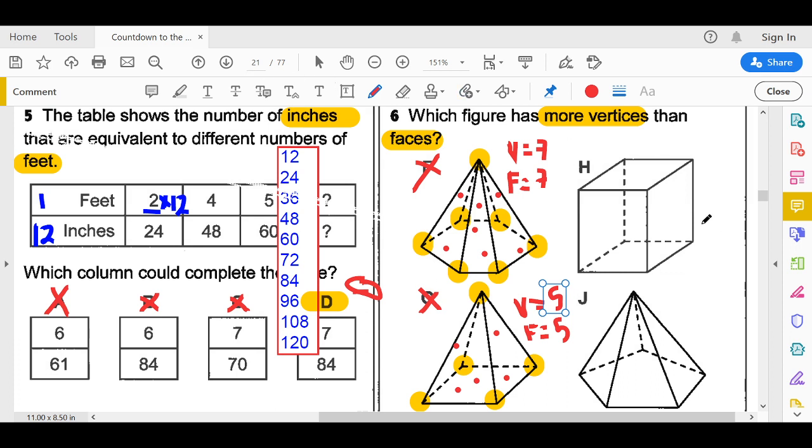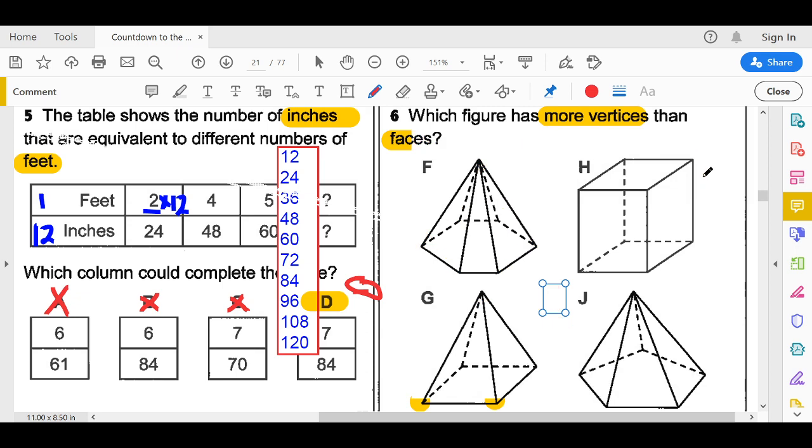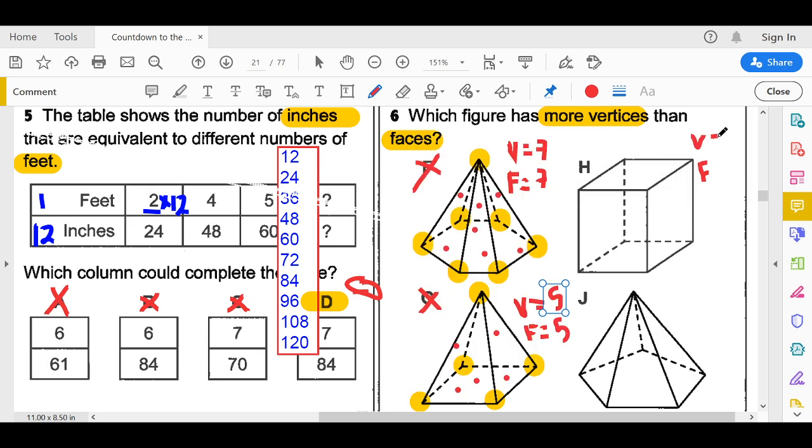Let's go for my cube on letter H. Let's see how many vertices and how many faces. Remember, you're using these strategies, so I know that you're following me. Vertices equals and faces equal. Let's see how many vertices. I'm going to use my highlighter. That is 1, 2, 3, right here, 4, 5, 6, 7, and 8. So the cube has 8 vertices. It means that the lines meet, the lines touch in 8 different points.